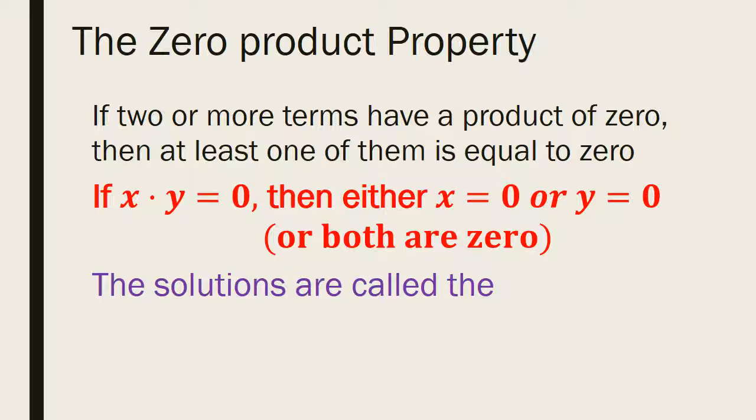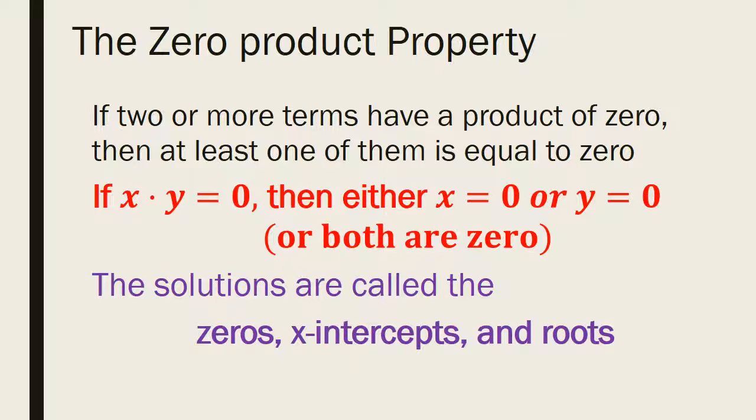The solutions are called the zeros, x-intercepts, or the roots, and these are one of the properties of quadratics that we talked about last time when we graphed.